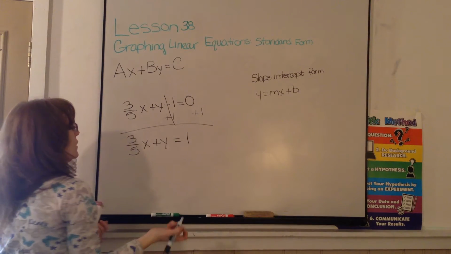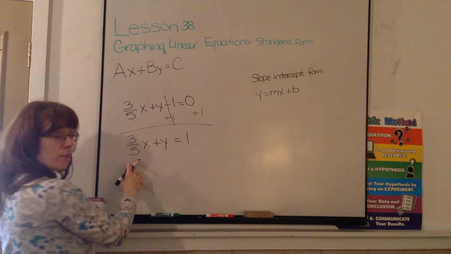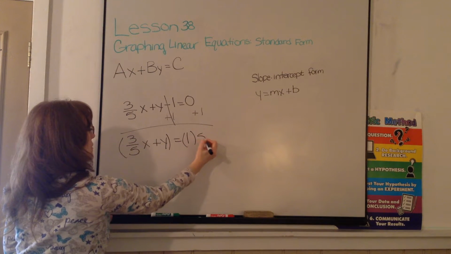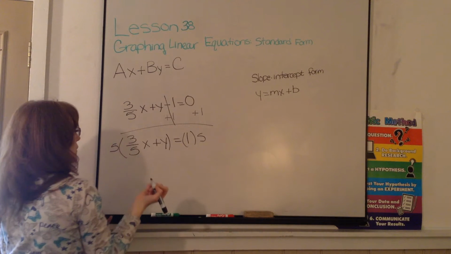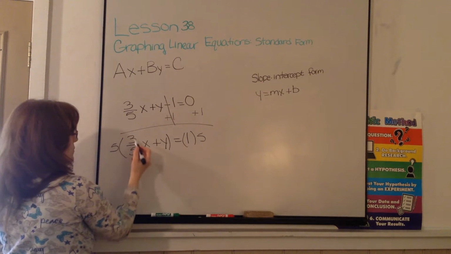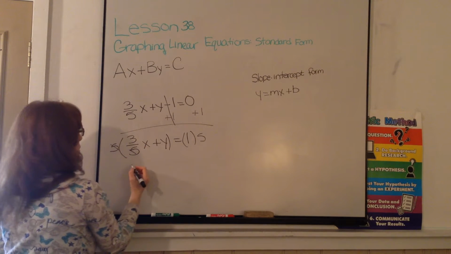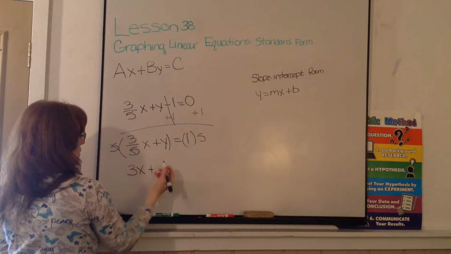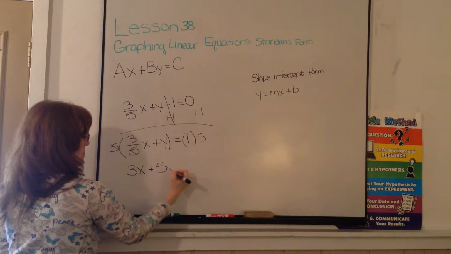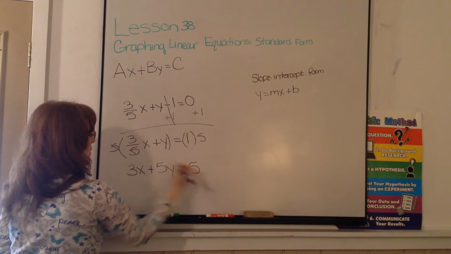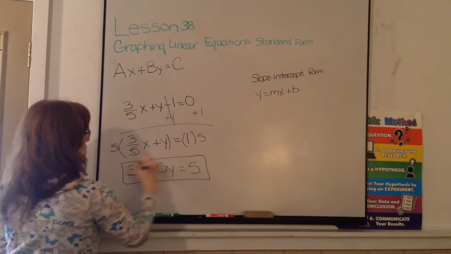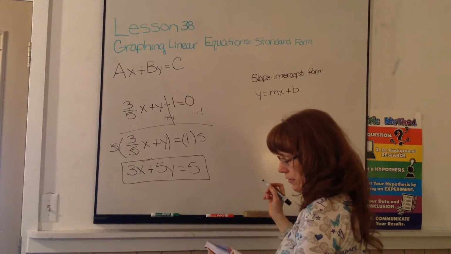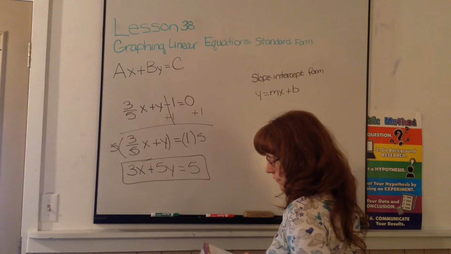Okay. Now I want to get rid of my fraction, so I'm going to multiply both sides by 5. Okay, so 5 times 3/5, that would cancel out. That gives me 3x plus 5 times y equals 5. And that right there would be my answer. Okay? And then do they want you to graph it? Yep, they'll have you graph a different one.